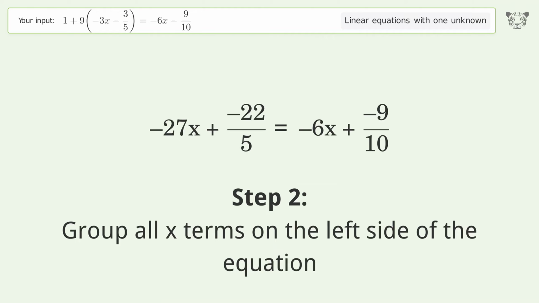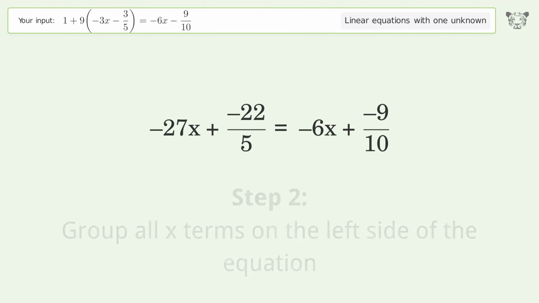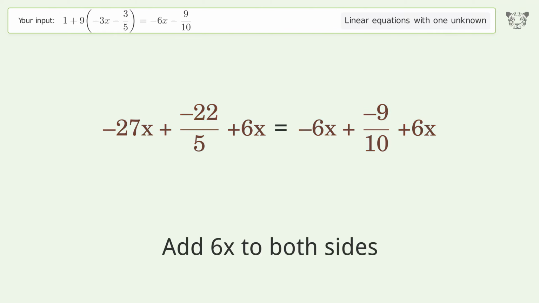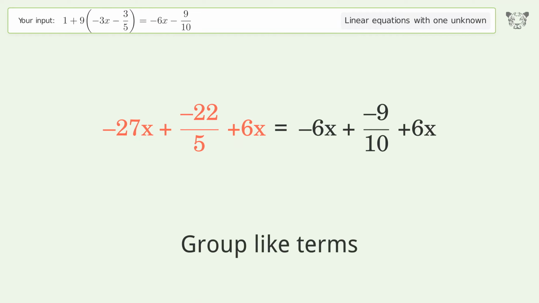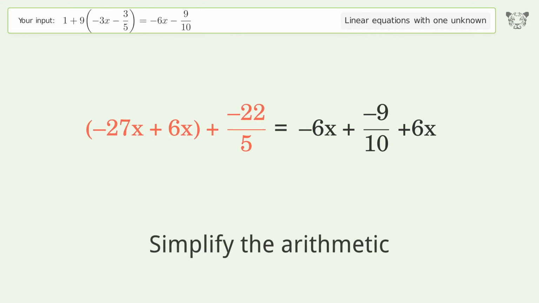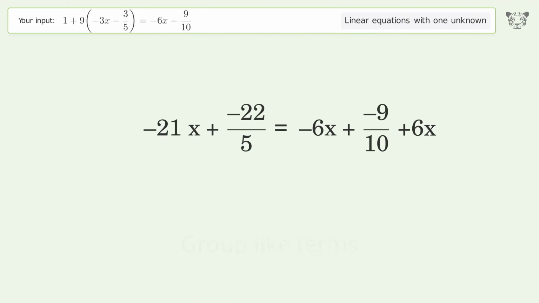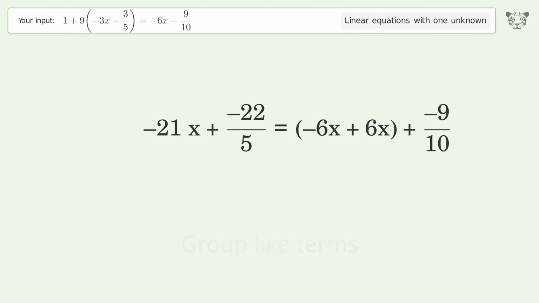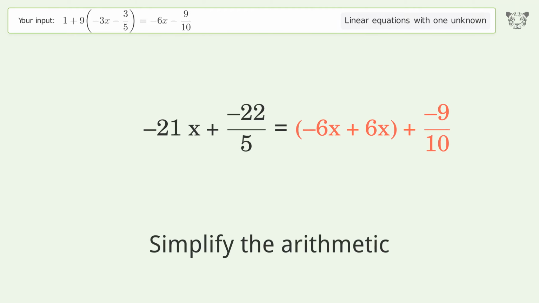Group all x terms on the left side of the equation. Add 6x to both sides. Group like terms. Simplify the arithmetic. Group like terms. Simplify the arithmetic.